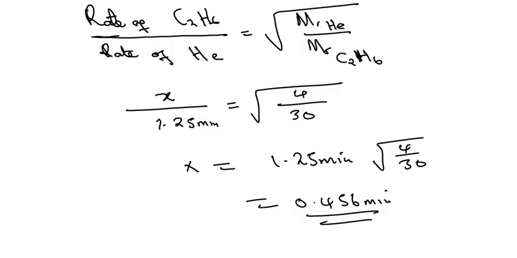This is what you're supposed to get according to the data, though it's not logical because the time here was supposed to be more. It should have taken more time for ethane to effuse as compared to helium, because ethane is heavy. It has 30 grams per mole, whereas helium has 4 grams per mole. So it should have taken more time. Yeah, so this is what you have according to the question.